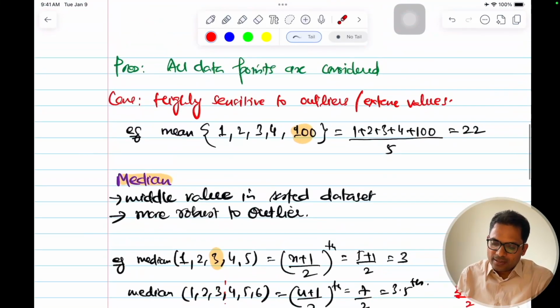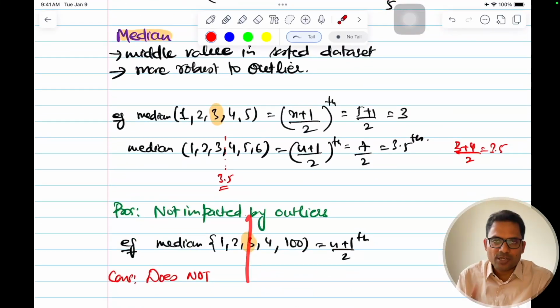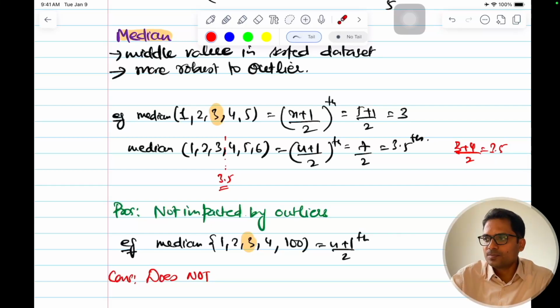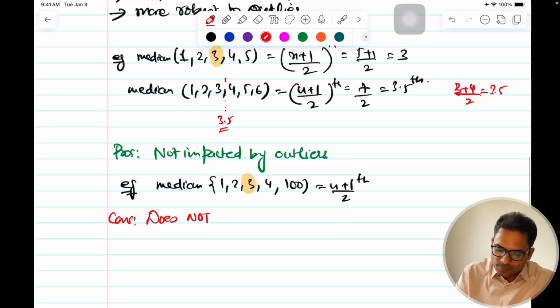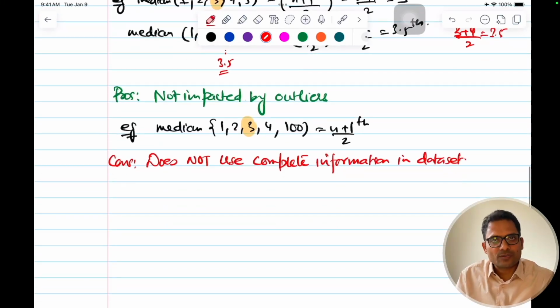As you see here, in the mean it is taking into consideration all the values. It is summing them up. So the contribution is from all the values in the mean. But in median, no, just one value. What is the central value? I'm just talking about that. I'm not looking at the other values at all, just the central position. That's a con. It does not use the complete information in the dataset. Only one value, not the complete information in the dataset. That's the con of this.